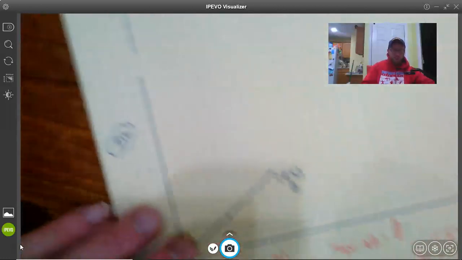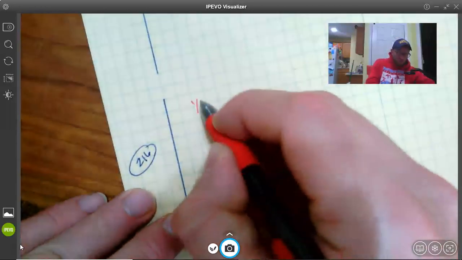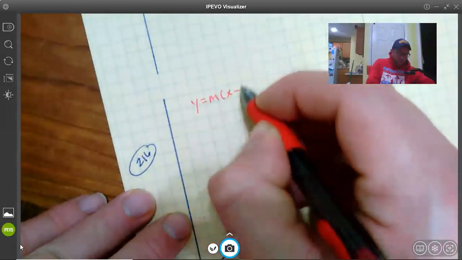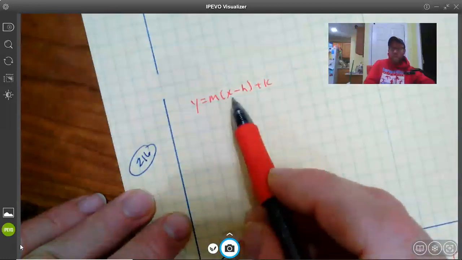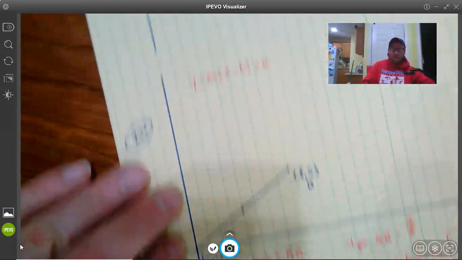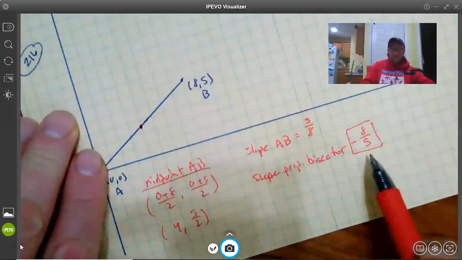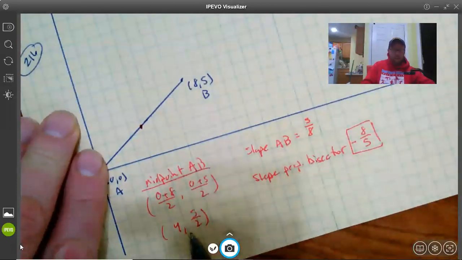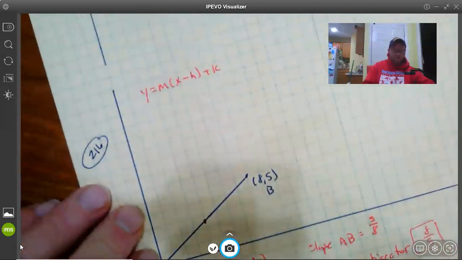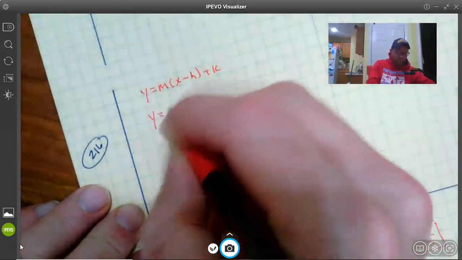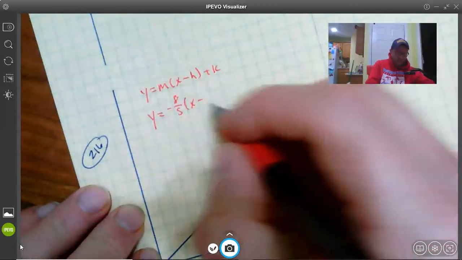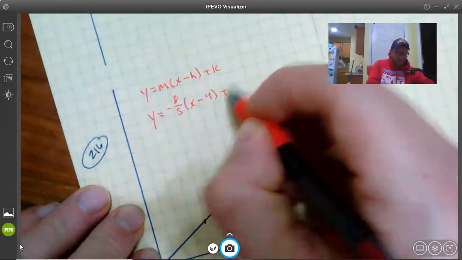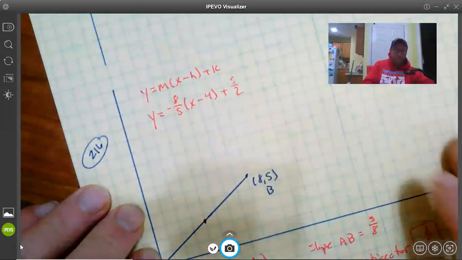So now we can write our equation using y equals m times (x minus h) plus k, where m is the slope of the line and (h, k) is a point that the line passes through. And the slope we know, negative 8/5, and the point is (4, 5 over 2). So y equals negative 8/5 times (x minus 4) plus 5 halves.